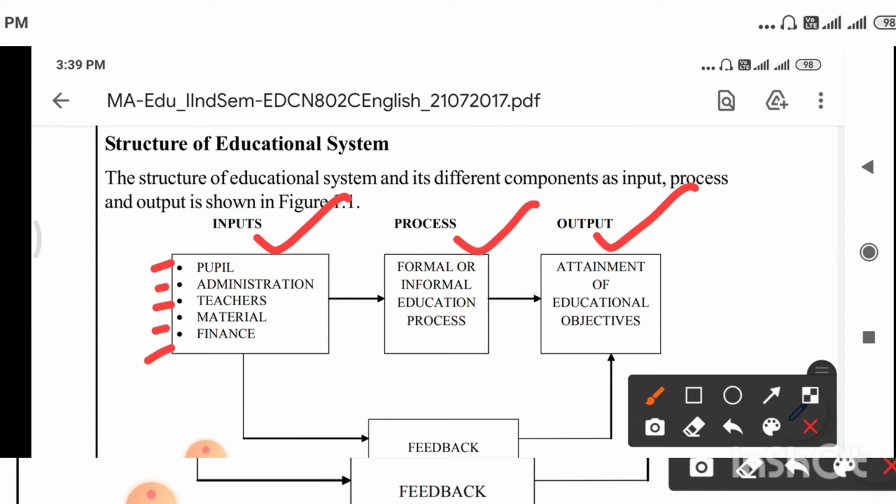They may ask you in this form, they may give you the options like this. Any one they will give you wrong, and they may ask you what are the inputs of the structure of the educational system. You need to remember them.